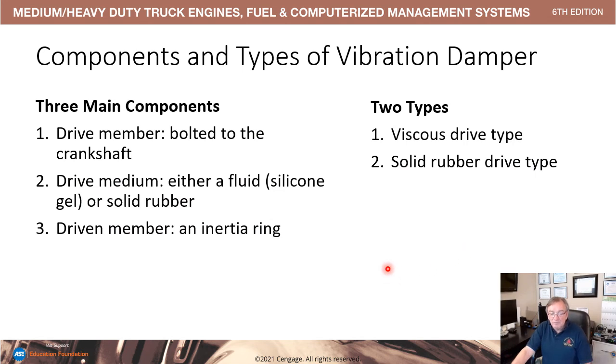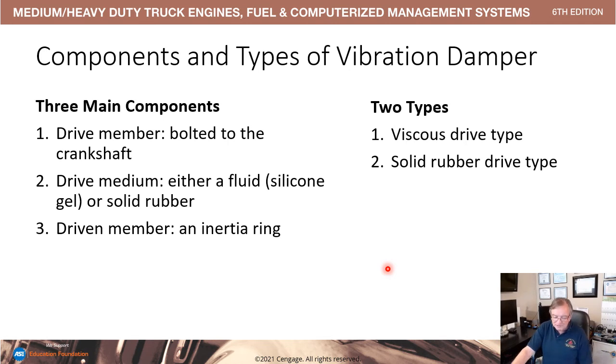Okay, we're going to get into vibration dampers. Vibration dampers essentially take the oscillations or the harmonics. They're also called harmonic balancers, and they smooth out the harmonics that are in the rotating assembly. Everything on Earth has some type of harmonic and oscillating energy.